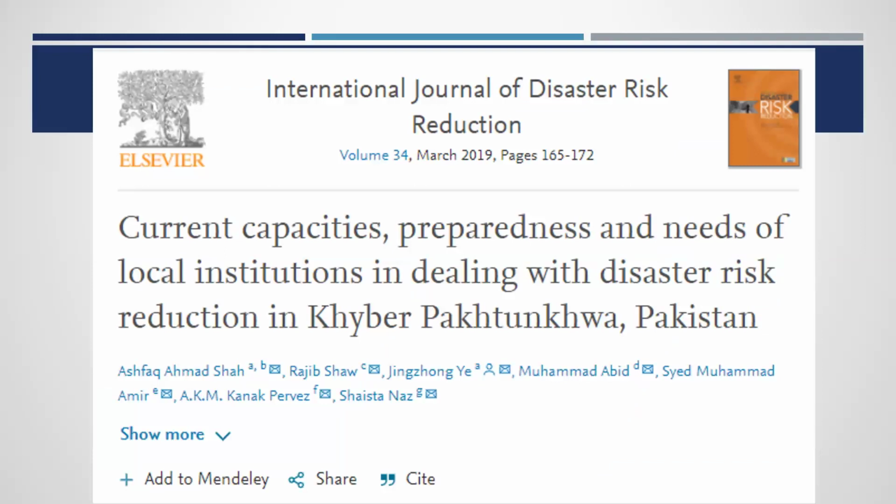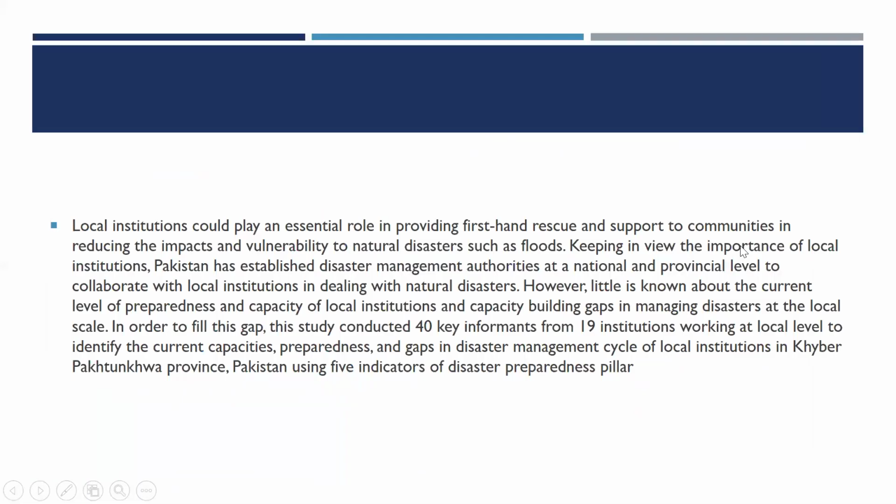The current capacities, preparedness, and needs of local institutions in dealing with disaster risk reduction in Khyber Pakhtunkhwa, Pakistan. Local institutions could play an essential role in providing first aid, rescue, and support to communities in reducing the impacts and vulnerability to natural disasters such as floods. Keeping in view the importance of local institutions, Pakistan has established disaster management authorities at a national and provincial level to collaborate with local institutions in dealing with natural disasters. However, little is known about the current level of preparedness and capacity of local institutions and capacity building gaps in managing disasters at the local scale.